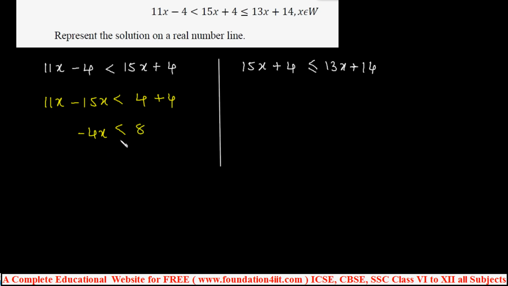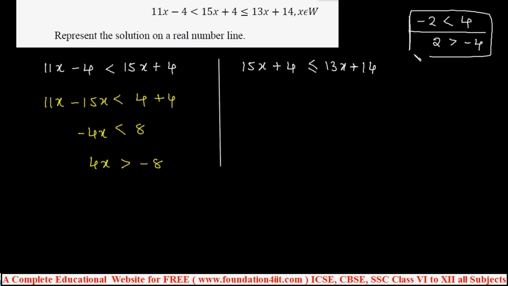If minus 4x is less than 8, then 4x is greater than minus 8, because when you multiply both sides by minus, you should interchange the sign. The less than becomes greater than. When you shift to the other side, minus 4x is less than 8, then 4x is greater than minus 8. See a small example: we know that minus 2 is less than 4, right? But 2 is greater than minus 4 if you shift the minus. The same concept applies here.